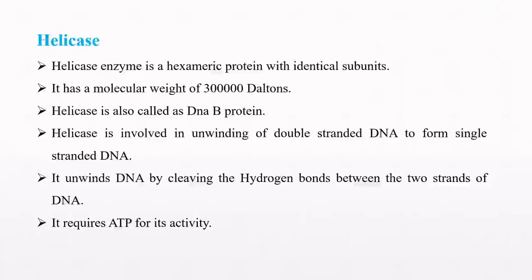This is because DNA polymerase cannot unwind the DNA itself. It requires helicase activity. Helicase unwinds DNA by cleaving the hydrogen bonds between the two strands of the DNA, and it requires ATP for its activity. So, the helicase enzyme will continue to break the two strands of the DNA by breaking the hydrogen bonds between them, so that single-stranded DNA is formed. This single-stranded DNA acts as a template for the synthesis of new DNA.